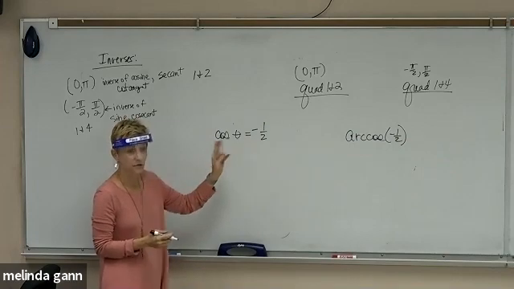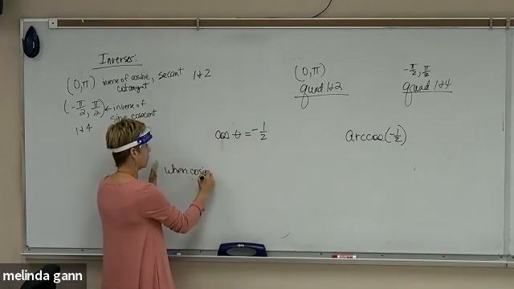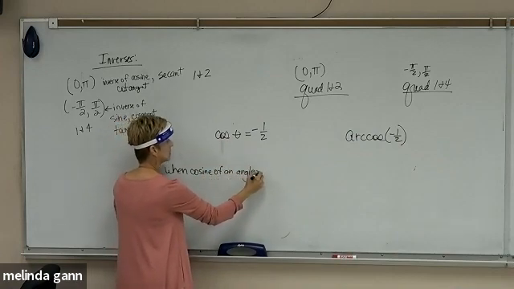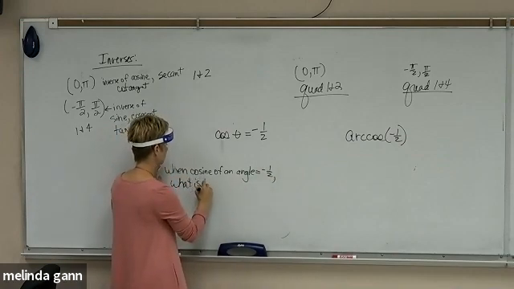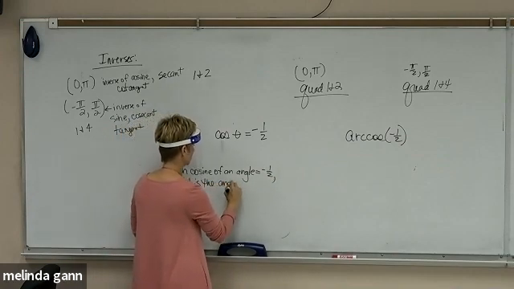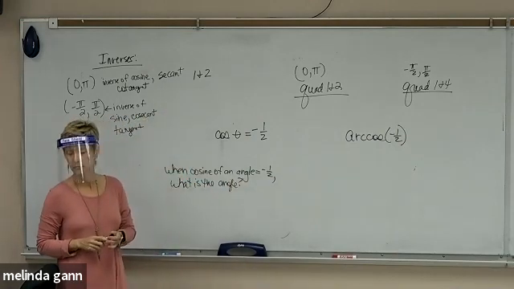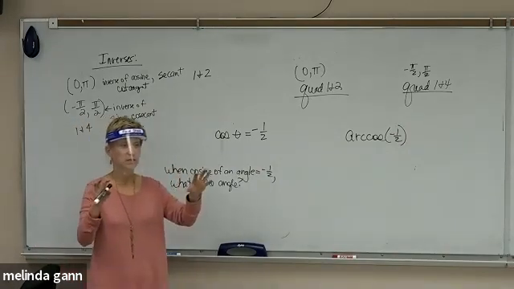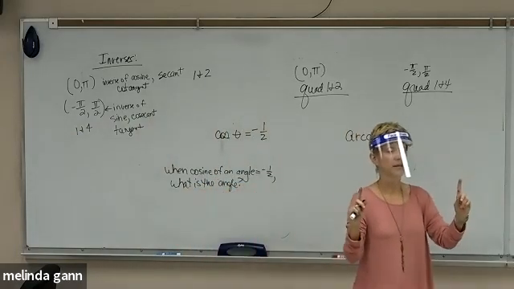Both of these are asking you, when the cosine of an angle is negative 1/2, what is the angle? Because I want you to stop and think. Remember what inverses do to each other. What happens to the domain and range? They get switched.